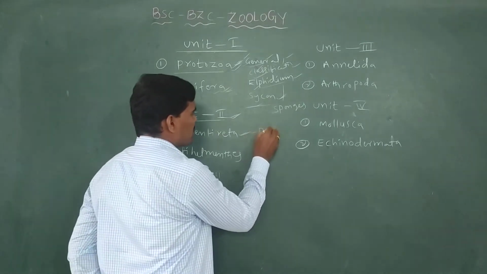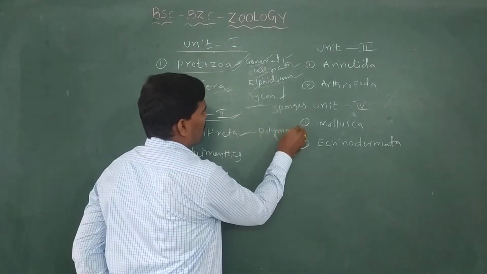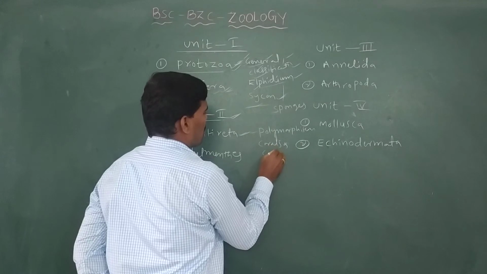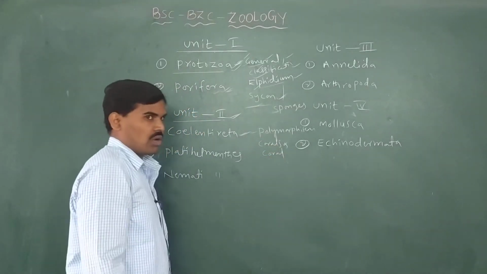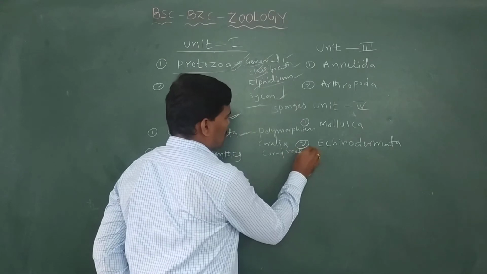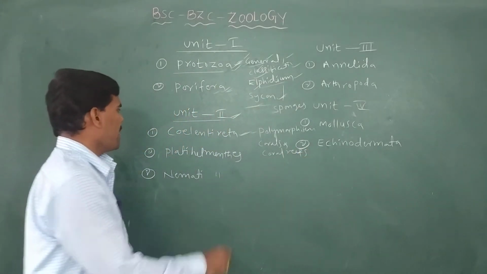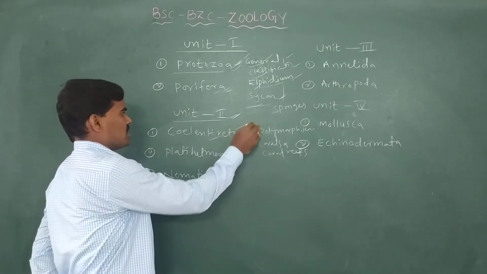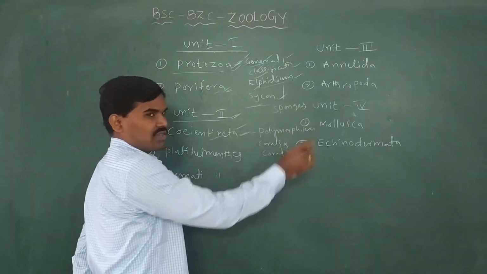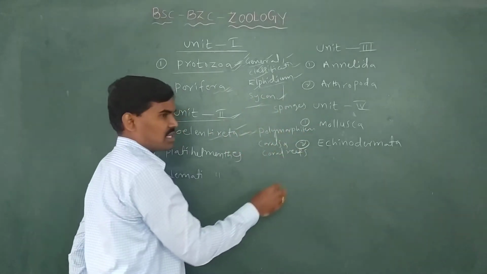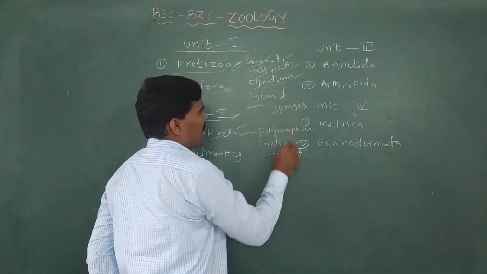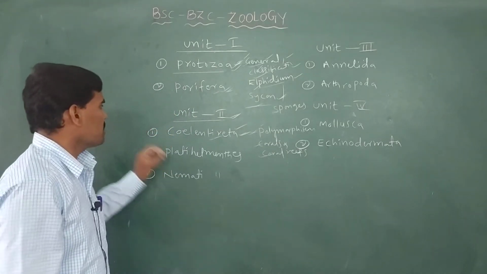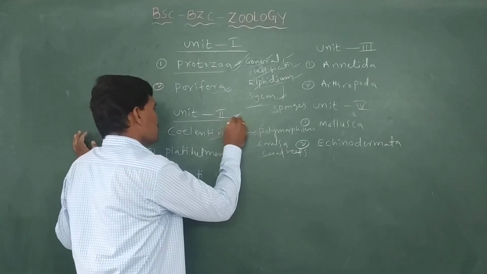Next, polymorphism, and corals and coral reefs will be discussed in these chapters. In Coelenterata, the general characters and classification are discussed. And next, the Obelia type study, polymorphism, and corals and coral reefs are the chapters discussed in the Coelenterata phylum.